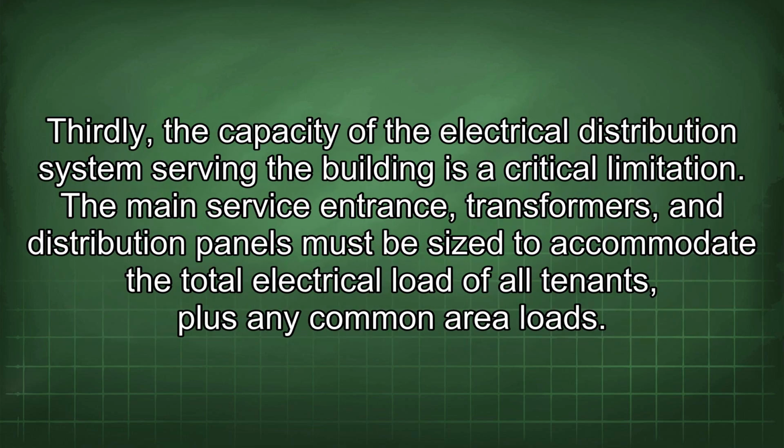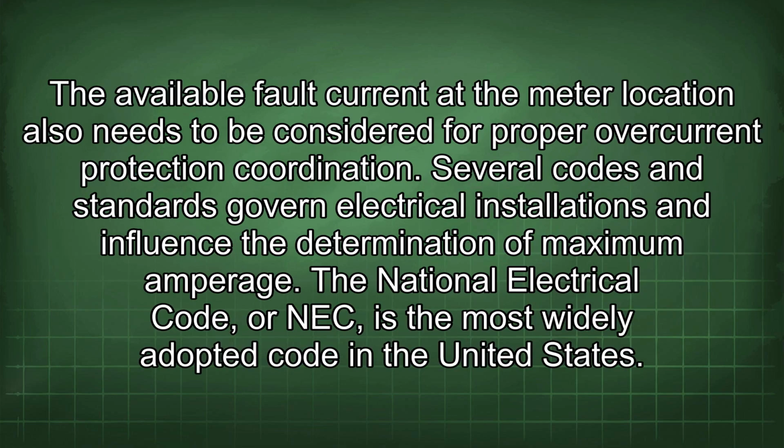considered. Thirdly, the capacity of the electrical distribution system serving the building is a critical limitation. The main service entrance, transformers, and distribution panels must be sized to accommodate the total electrical load of all tenants, plus any common area loads. The available fault current at the meter location also needs to be considered for proper overcurrent protection coordination.